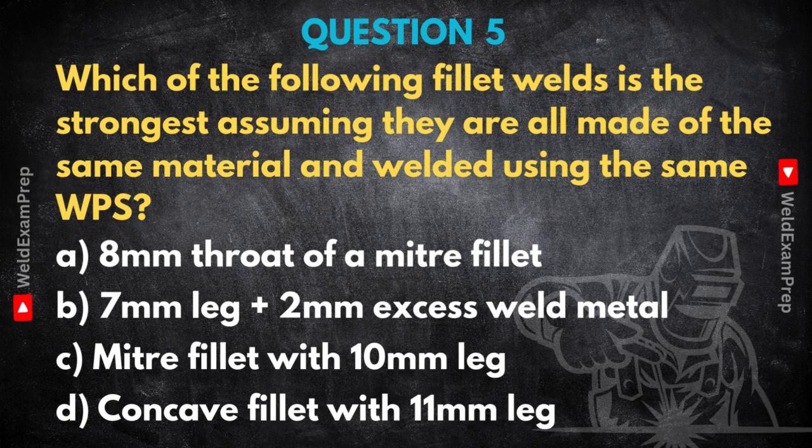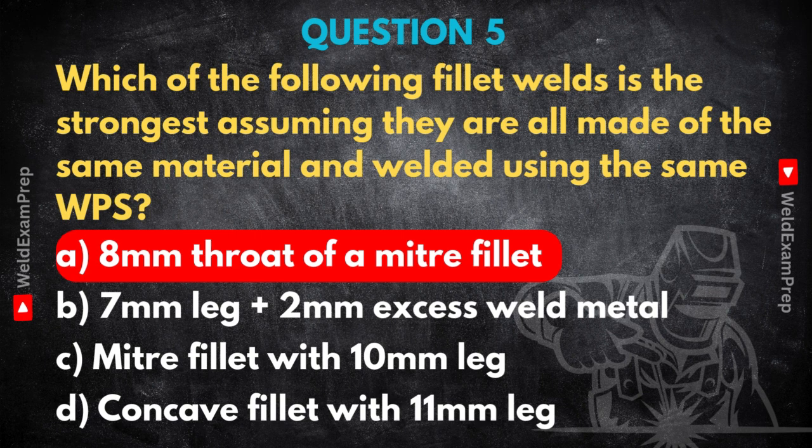Okay, this gets right to the heart of fillet weld strength, an absolutely vital concept for an inspector. The strongest option here, unequivocally, is A, the 8 millimeter throat of a miter fillet. 8 millimeter throat. Why is that the key, not leg length? Because when we talk about the load-carrying capacity, the strength of a fillet weld, the most critical dimension is its actual throat thickness. Forget how big the legs look or how much metal seems to be piled on.